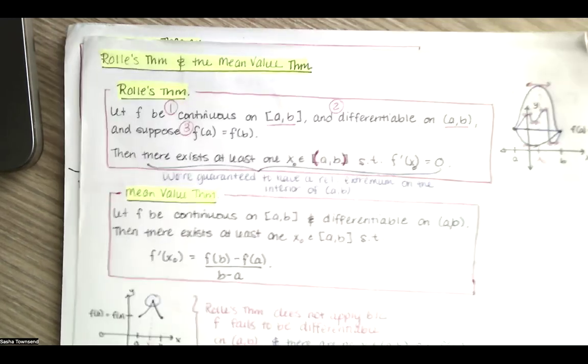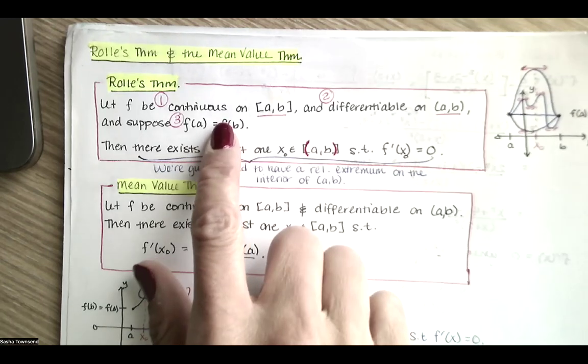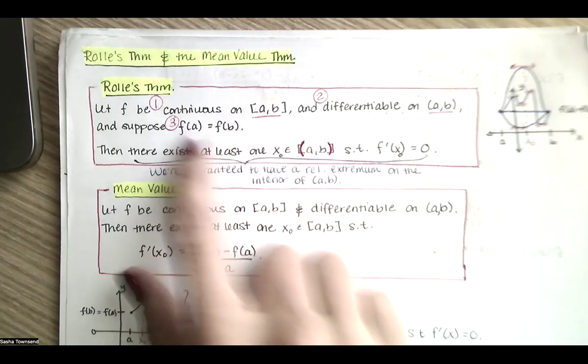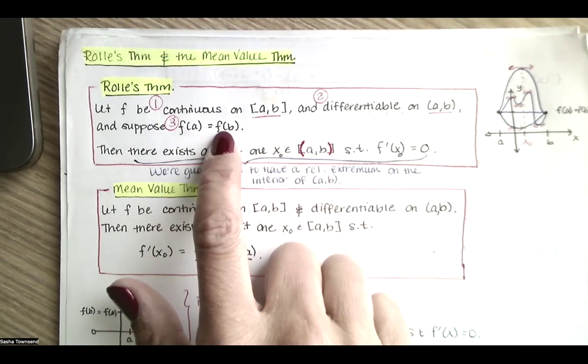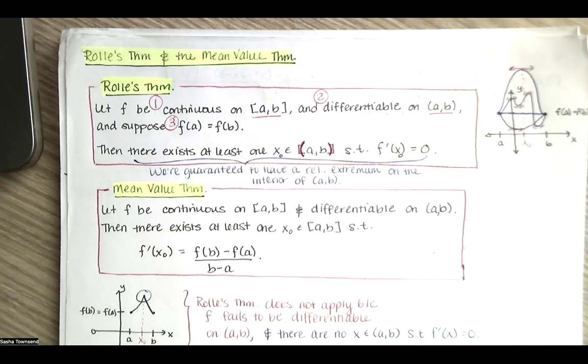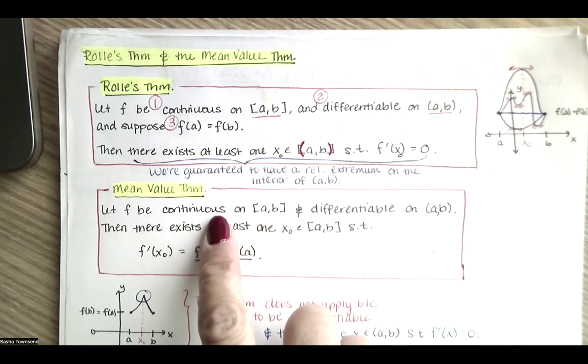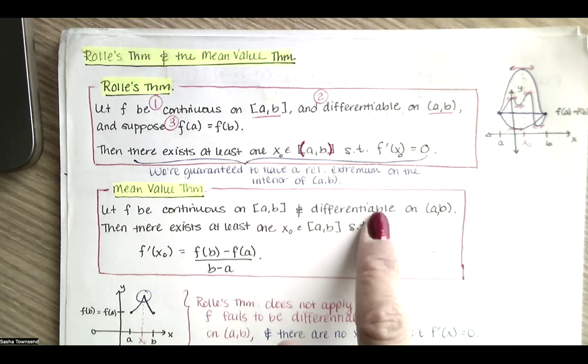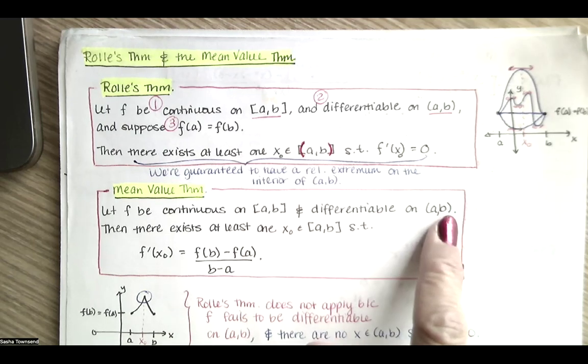So it's almost identical to Rolle's theorem, except we're no longer requiring that f of a equal f of b. Now we're saying f of a and f of b can be any value, but we still need the function to be continuous on the closed interval from a to b and differentiable so that it's nice and smooth on the open interval from a to b.